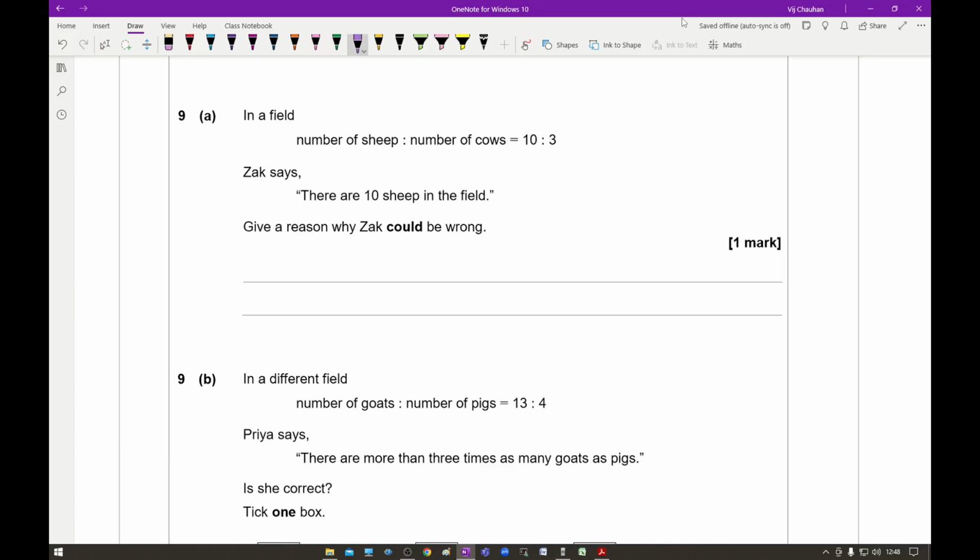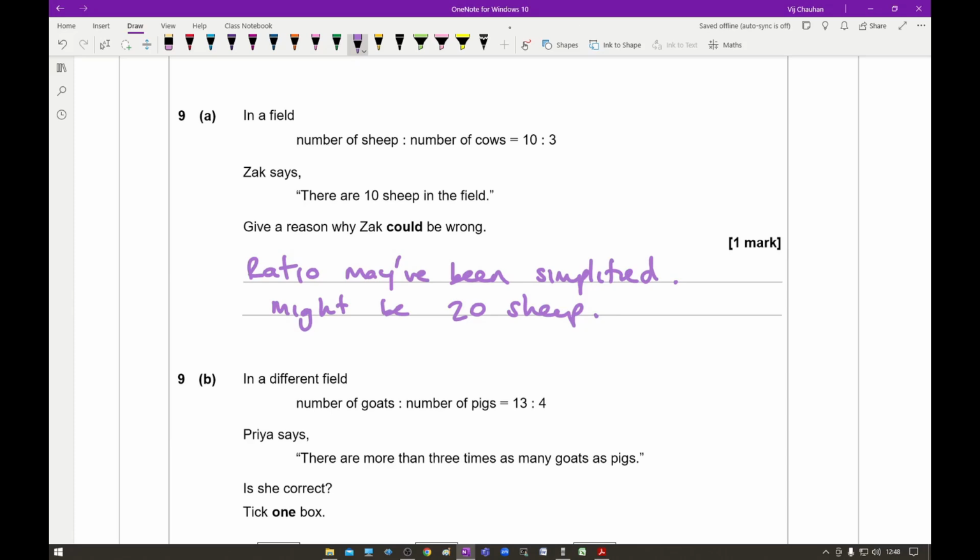But I would say that here, a possible reason why Zach could be wrong is that the ratio may have been simplified, and they would also give you a mark for giving an example. So you could say that there might be 20 sheep, something along those lines, and you could also state that when you've given a ratio, it doesn't actually tell you the actual totals. It could obviously be simplified, so something along those lines would be absolutely fine for that one single mark.